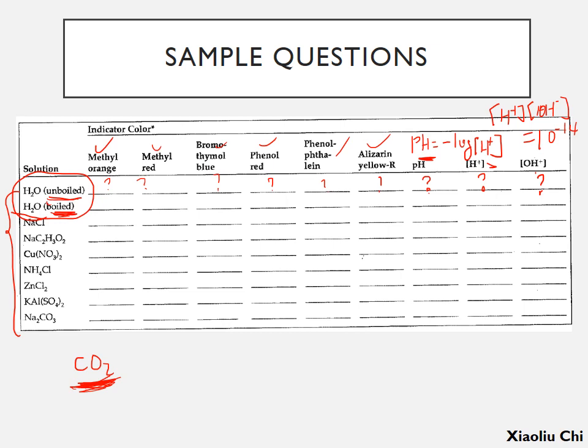So you will see the difference between these two using these indicators. And then sodium chloride and sodium acetate. For all these you will measure the color change for all these indicators.